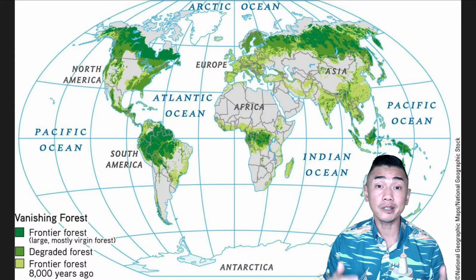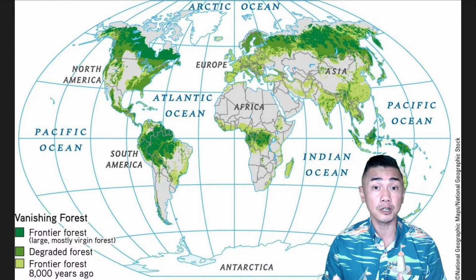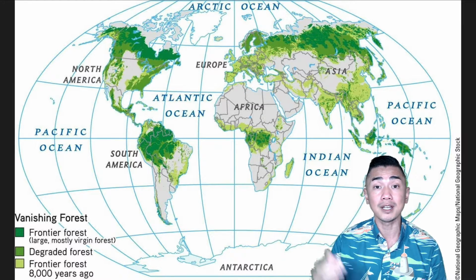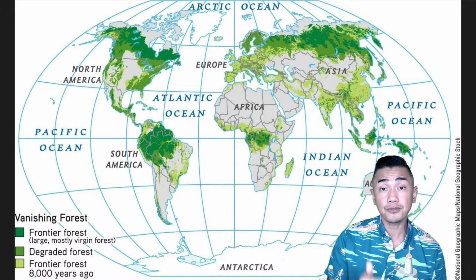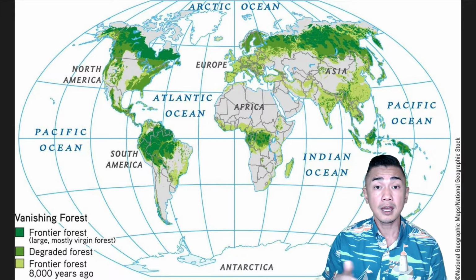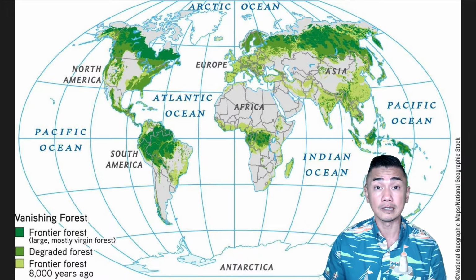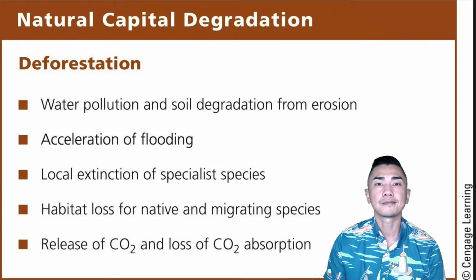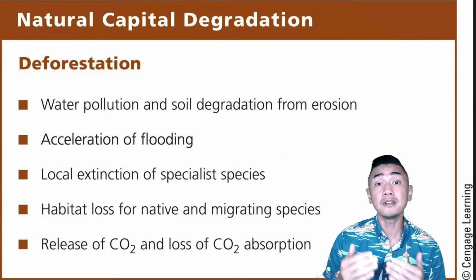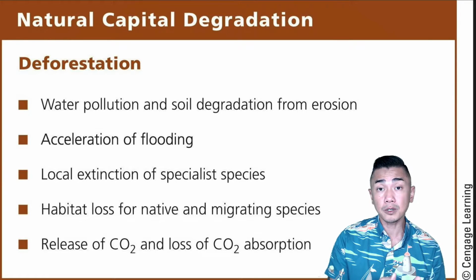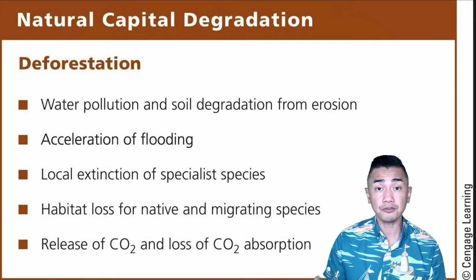This map shows the extent of deforestation around the world in the last 8,000 years. The frontier forest 8,000 years ago is shown in light green. Degraded forest today is shown in green, and relatively undisturbed forest today is shown in dark green. This table summarizes the negative consequences of deforestation, including increased soil erosion, increased flooding, and local extinction of species.